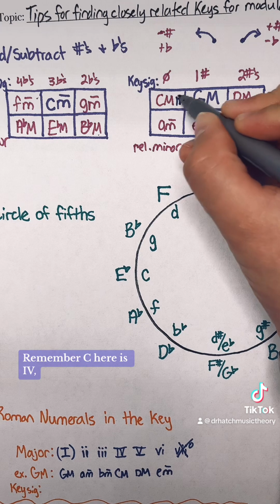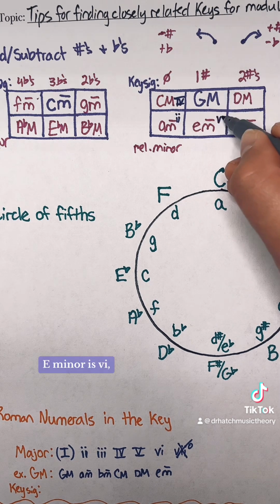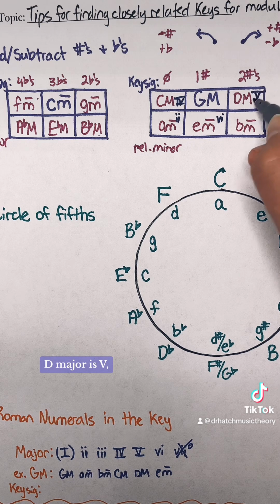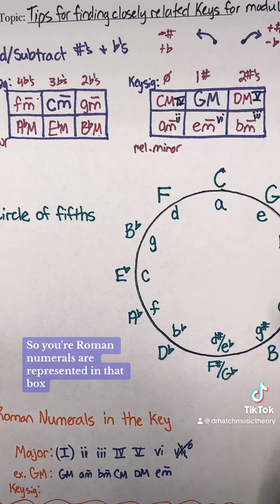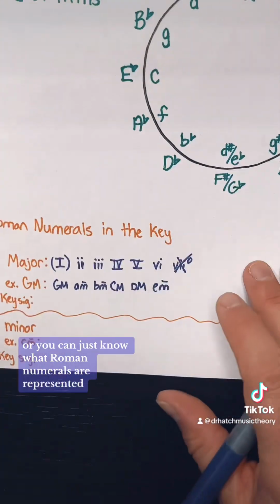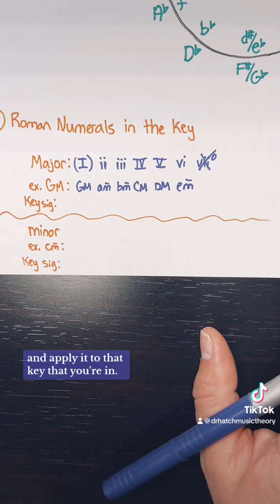Remember, C here is 4, A minor is 2, E minor is 6, D major is 5, B minor is 3. So your Roman numerals are represented in that box if that's how you choose to do it, or you can just know what Roman numerals are represented and apply it to that key that you're in.